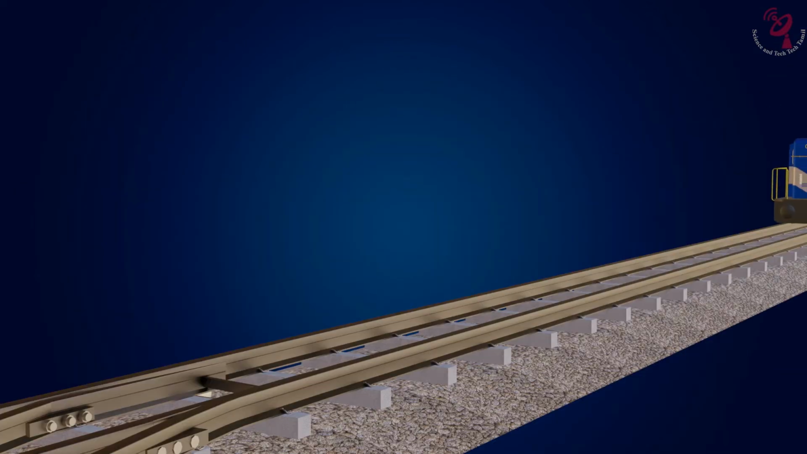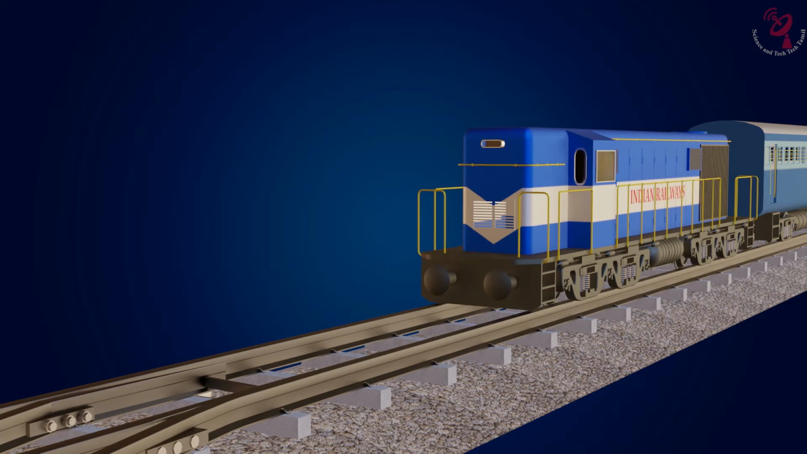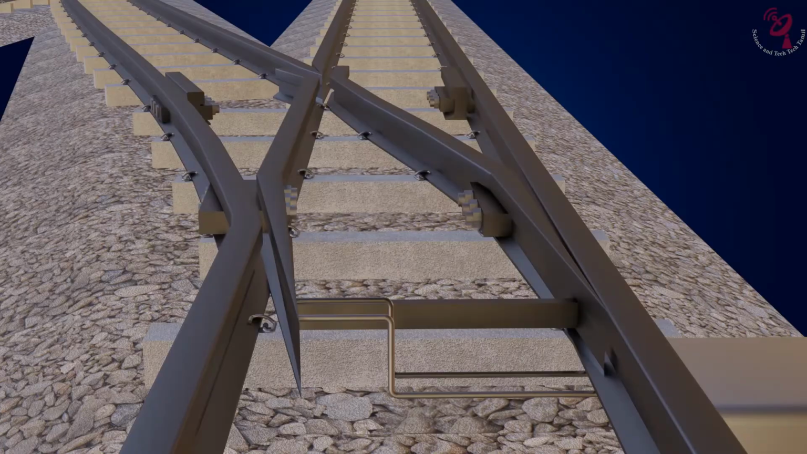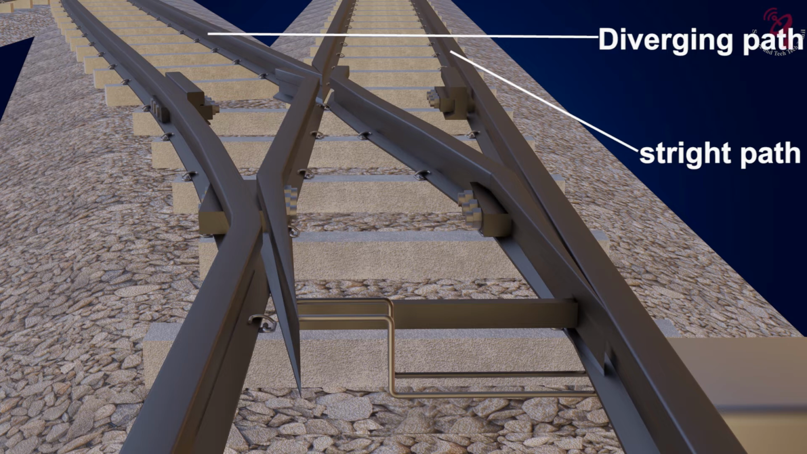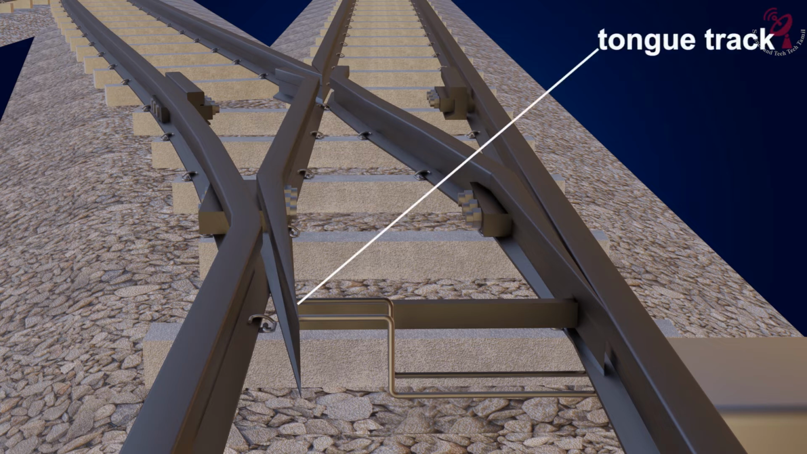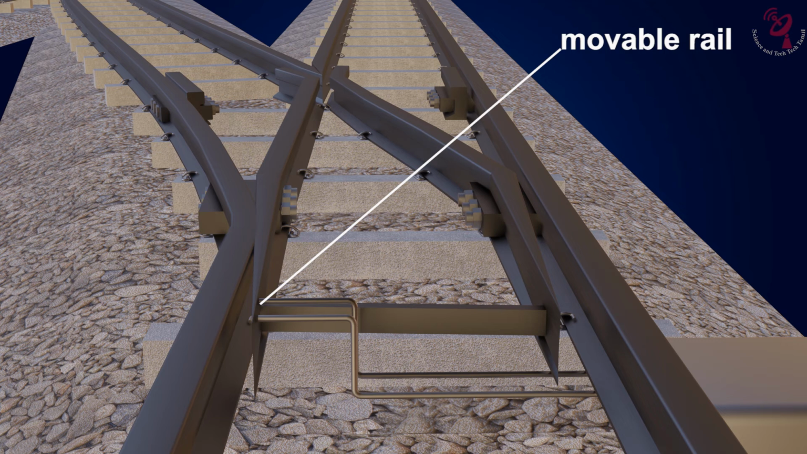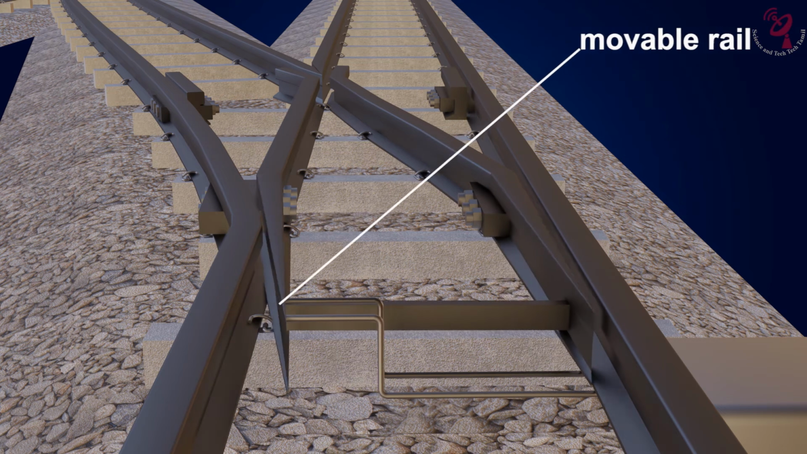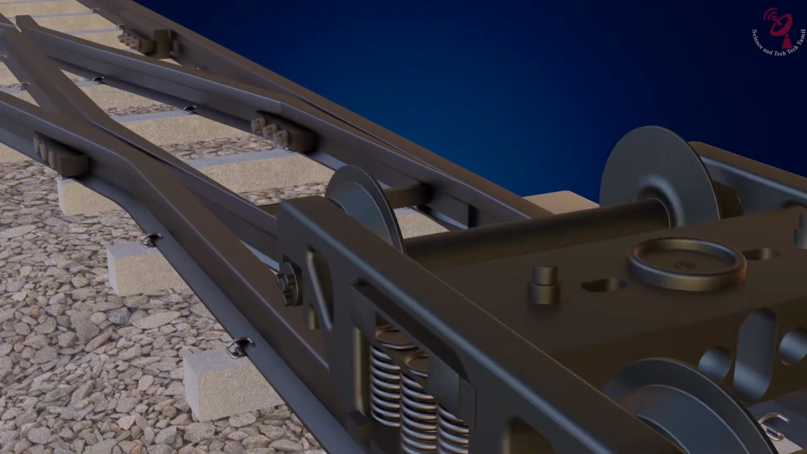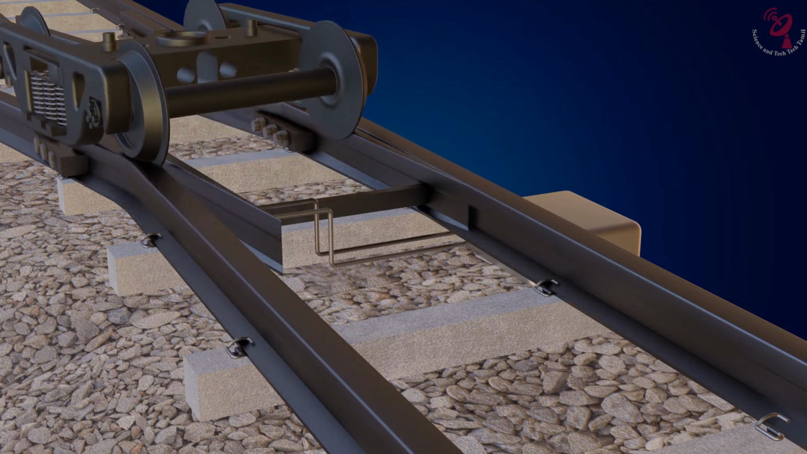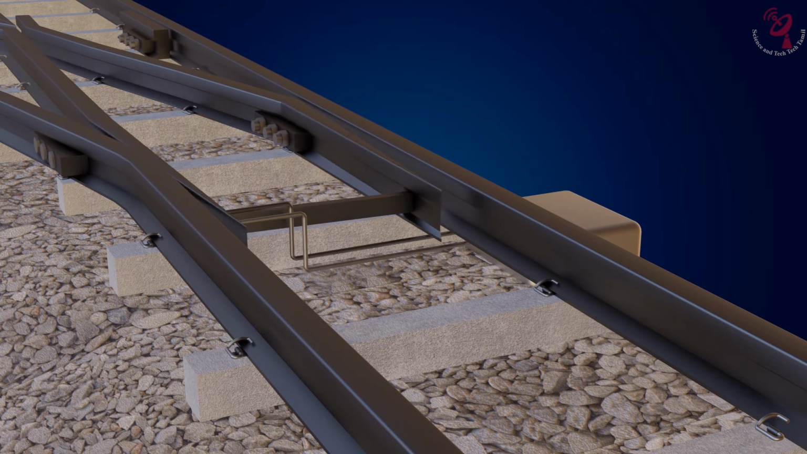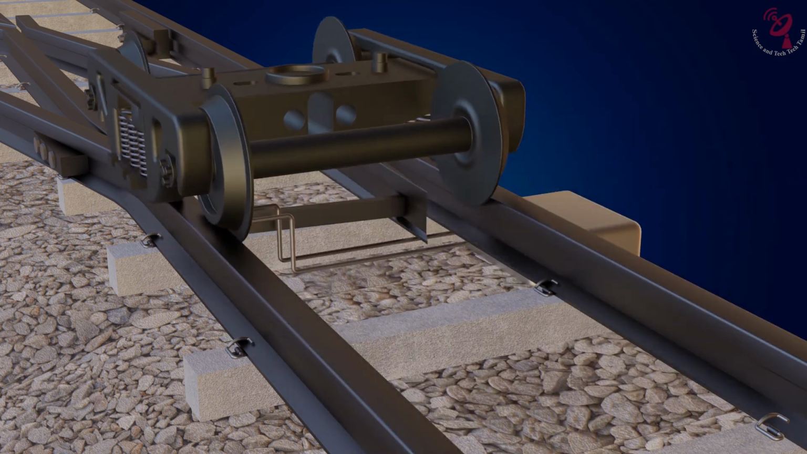Let's see how track changing mechanism works. There are 2 different types of track. One is a straight path, and another one is a diverging path. The diverging path is a place where a train changes its path. There is a movable rail in this track called tongue track. It can slide at the right or left side. By sliding the tongue track to the right or left side, the straight or diverging path can be achieved.